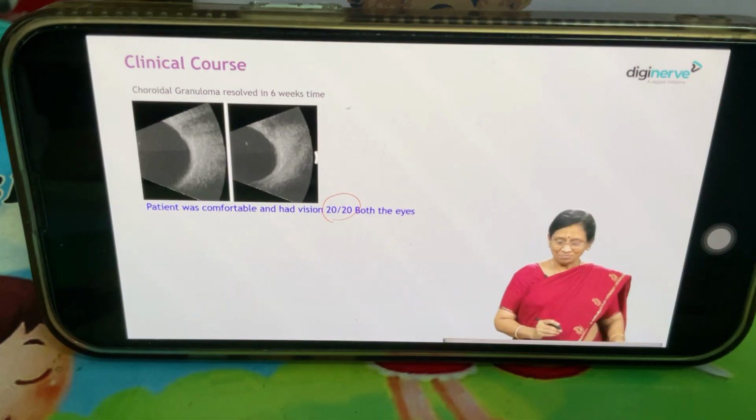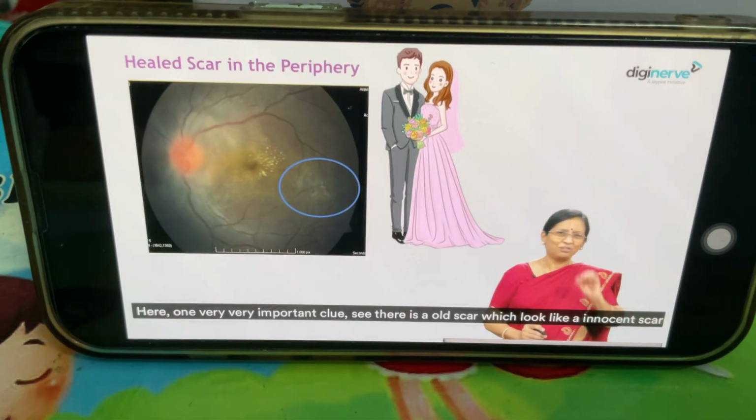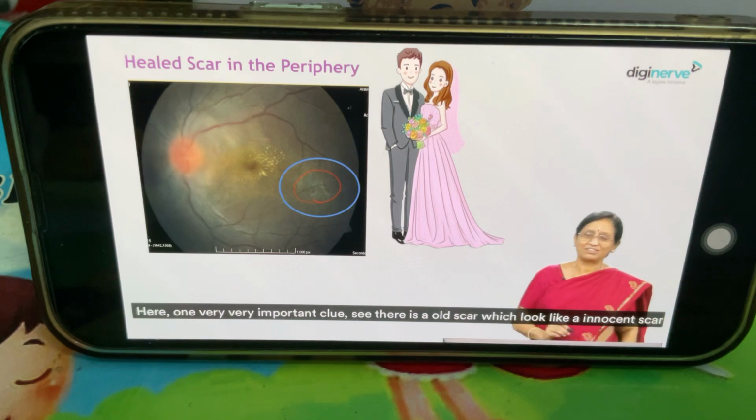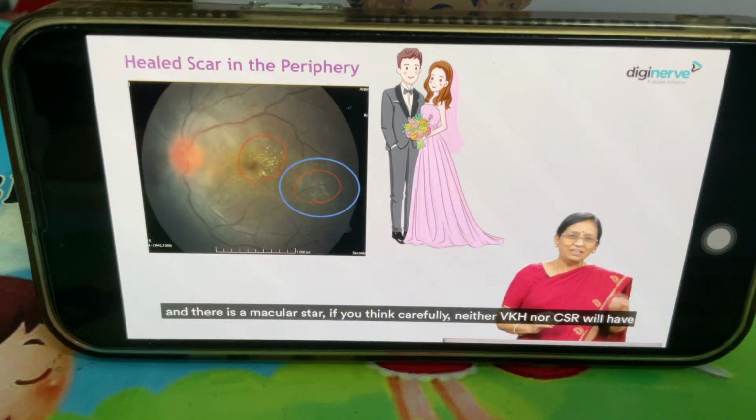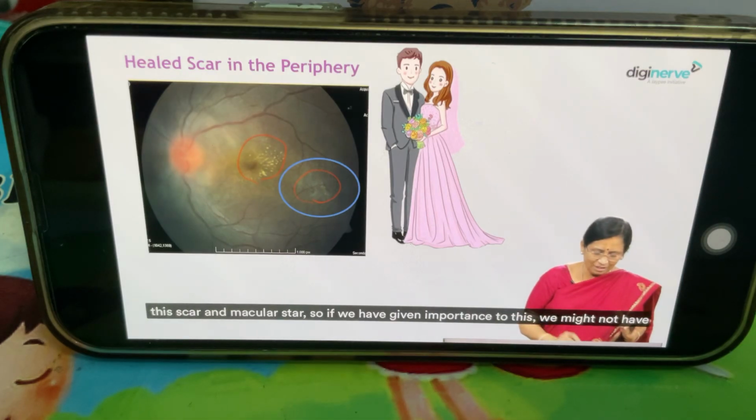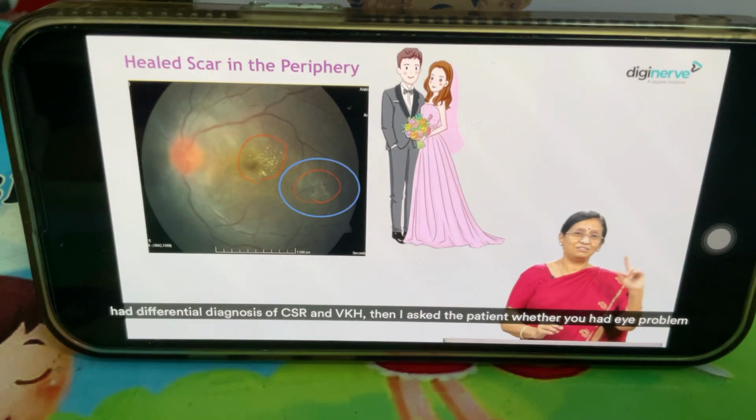She's still coming to me. Here, one very, very important clue. See, there is an old scar, which looked like an innocent scar. And there is a macular star. If you think carefully, neither VKH nor CSR will have this scar and macular star. So if we had given importance to this, we might not have had a differential diagnosis of CSR and VKH.